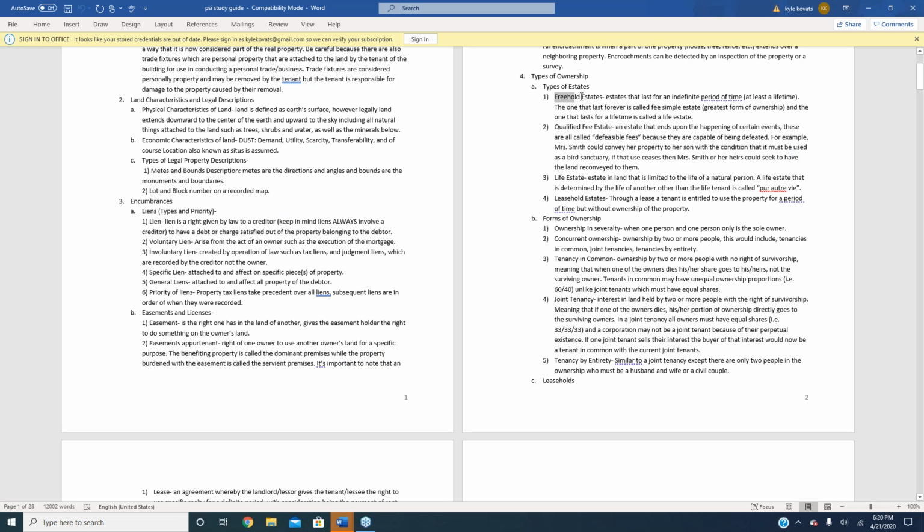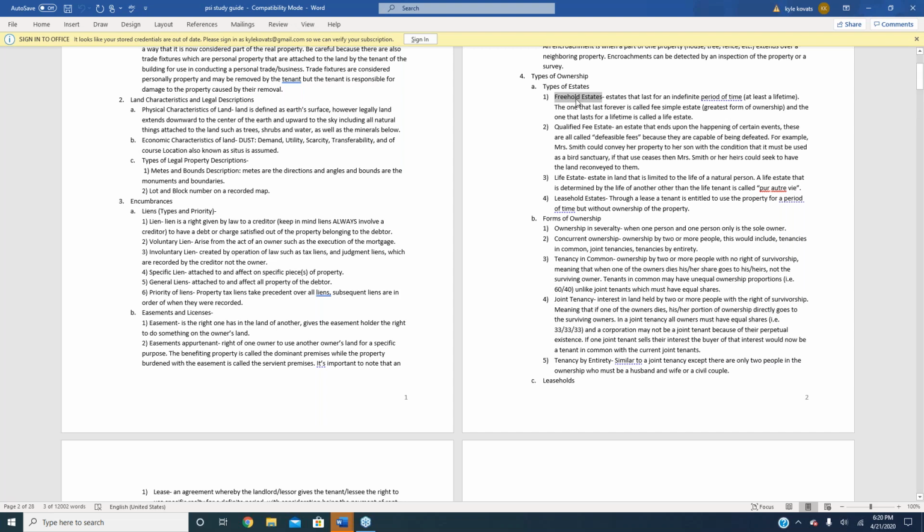Then getting into here, types of different estates. The first one mentioned is a freehold estate. If you have a freehold estate, that's kind of like saying you're free to do whatever you want with the property while you have it. These are estates that last for at least an indefinite period of time, at least as long as somebody's lifetime. The one that lasts for somebody's lifetime is called a life estate, which we'll talk about in a second. The highest degree of ownership, which we'll also talk about, is called fee simple.